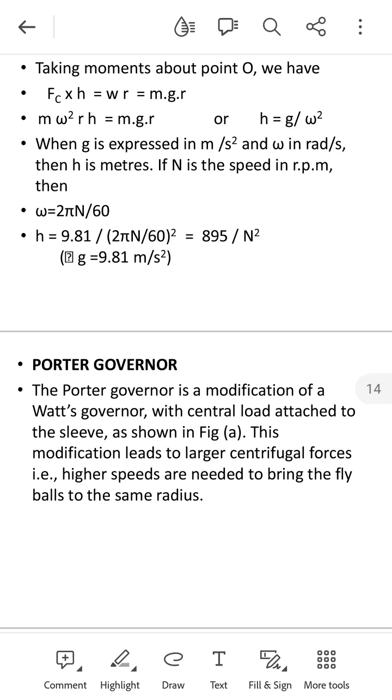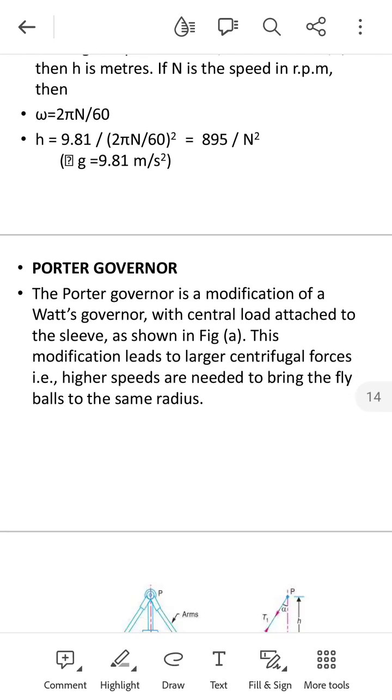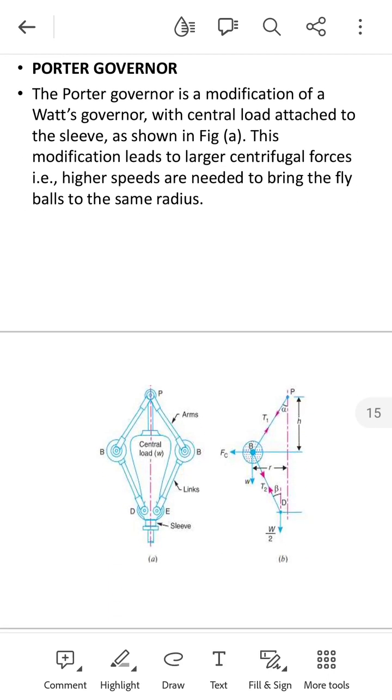Then the second type is loaded type governors. Loaded type governors include the Porter governor, and another one is the Proell governor. The Porter governor is a modification of the Watt governor, with a center load attached to the sleeve as shown in the figure. This modification leads to large centrifugal forces, that is, higher speeds are needed to bring the fly balls to the same radius.